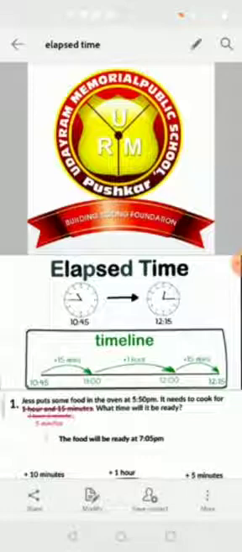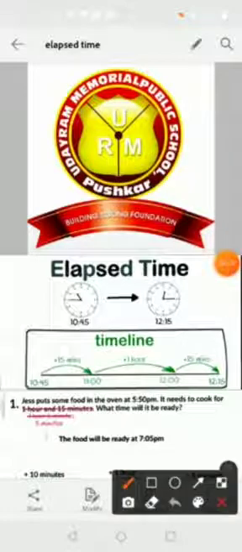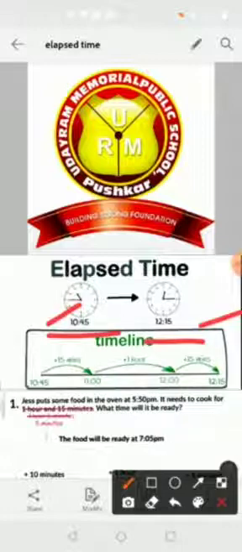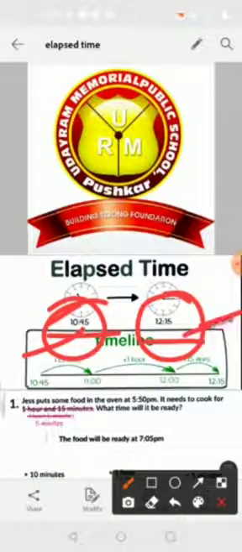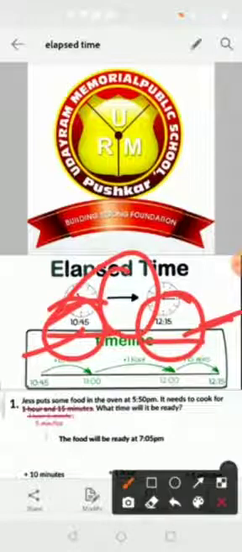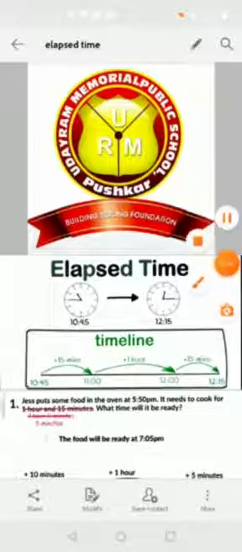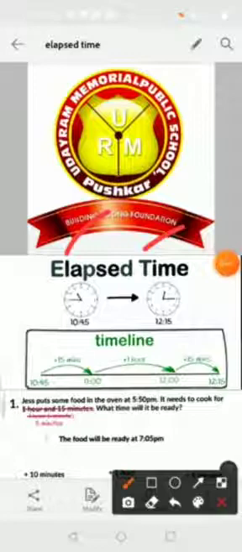For example, two times are given: 10:45 and 12:15. The amount of time between these two, meaning the starting time, which is 10:45, and the ending time, which is 12:15, is known as elapsed time or a time interval.